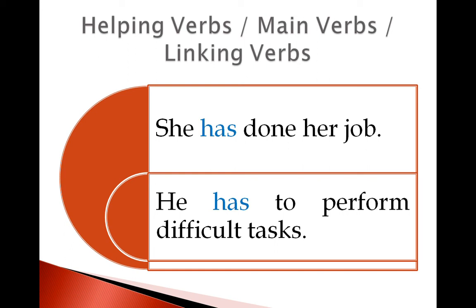So the correct analysis of this sentence is: he is your subject, has to is the helping verb, perform is the main verb and tasks is the object of the main verb perform.